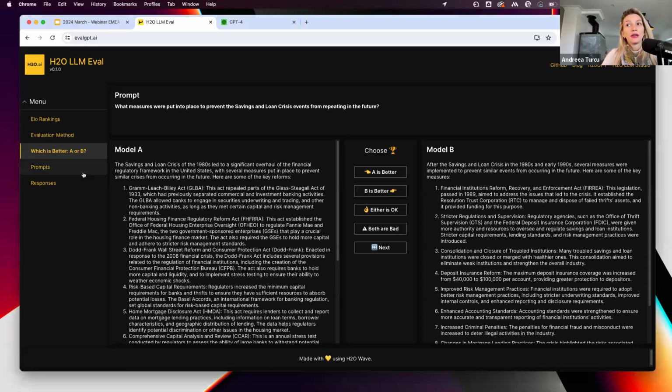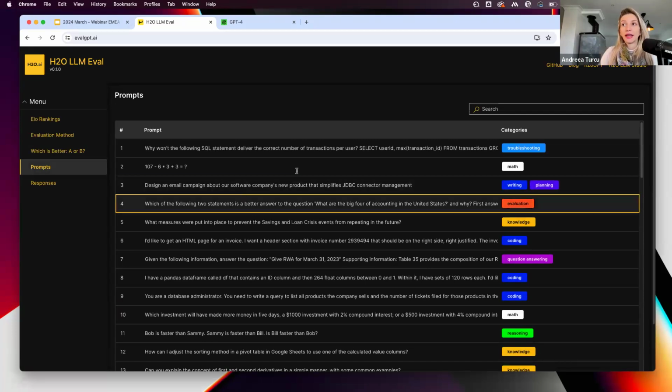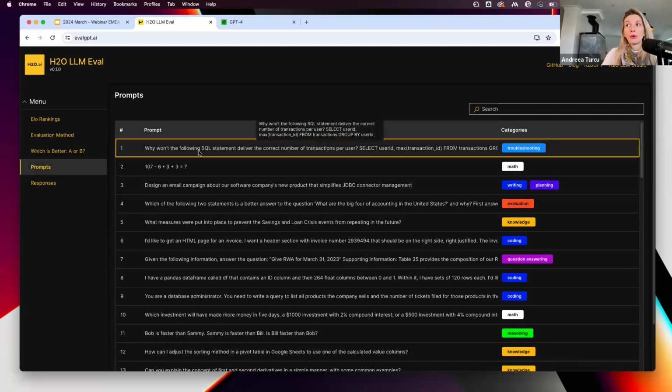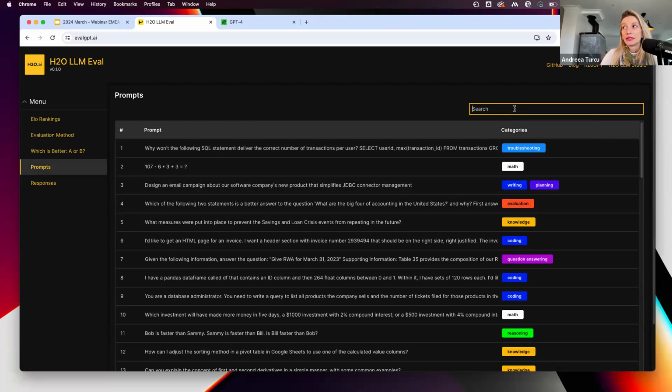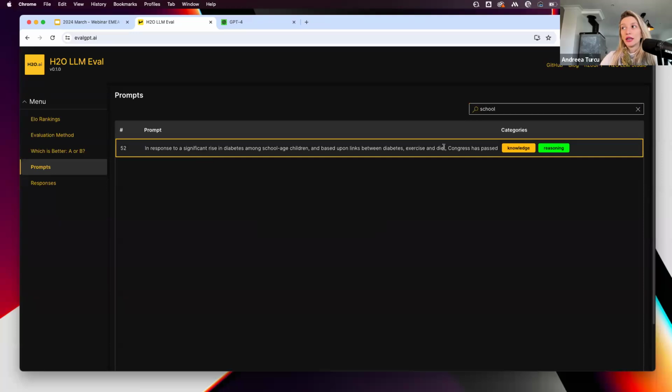We have two more tabs to go. This one I showed you previously. To understand and reproduce these results, all test prompts, as well as every model's response to every prompt, are displayed and searchable. If you hover over, for example, you can see the prompt itself. Here, let's say I am interested in a topic that concerns school. So I see that prompt number 52 has information related to knowledge and reasoning.